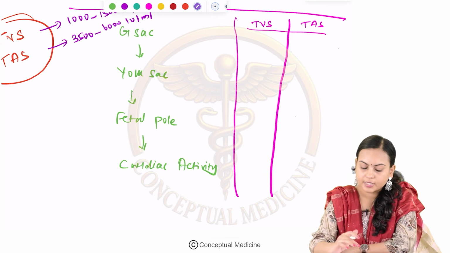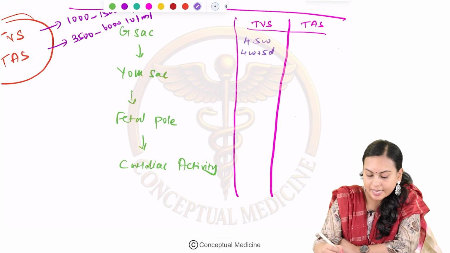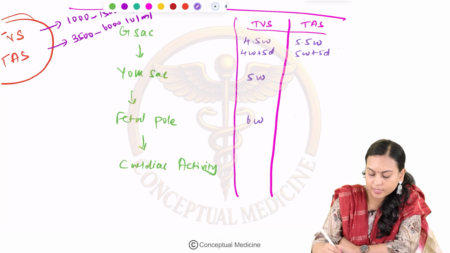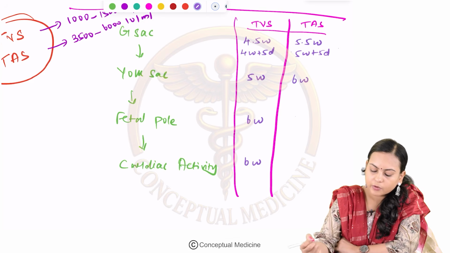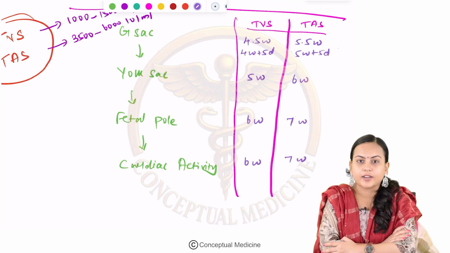So, if we see in TVS, G-sac is seen around 4.5 weeks, that is 4 weeks and 5 days, and in TAS it is exactly seen 1 week later, so that is 5.5 weeks, that is 5 weeks and 5 days. And the yolk sac in TVS is seen around 5 weeks, and the fetal pole is seen around 6 weeks. Cardiac activity can also be seen by 6 weeks in TVS. Whereas in TAS it is exactly 1 week later. So it is around 6 weeks for yolk sac, around 7 weeks for fetal pole, and around 7 weeks for cardiac activity.